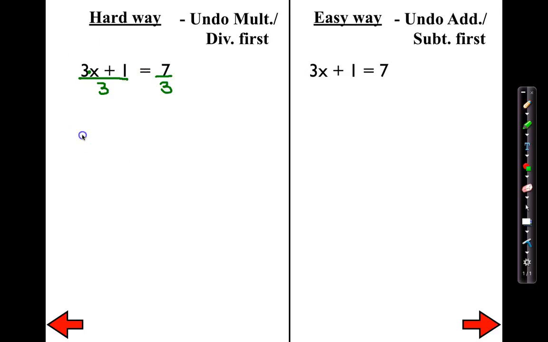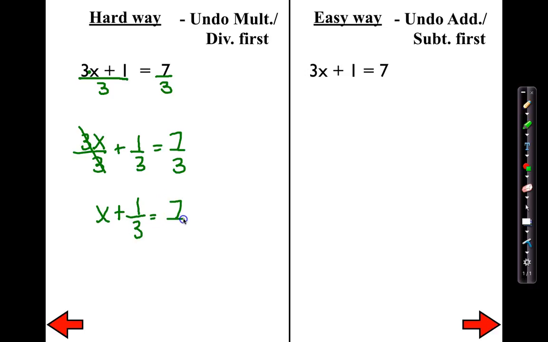Well, what that creates is basically 3x over 3 plus 1/3 equals 7/3. Already you can see it's not the best. So you're going to be left with x plus 1/3 equals 7/3. And then you're going to have to isolate the variable by getting rid of the constant.